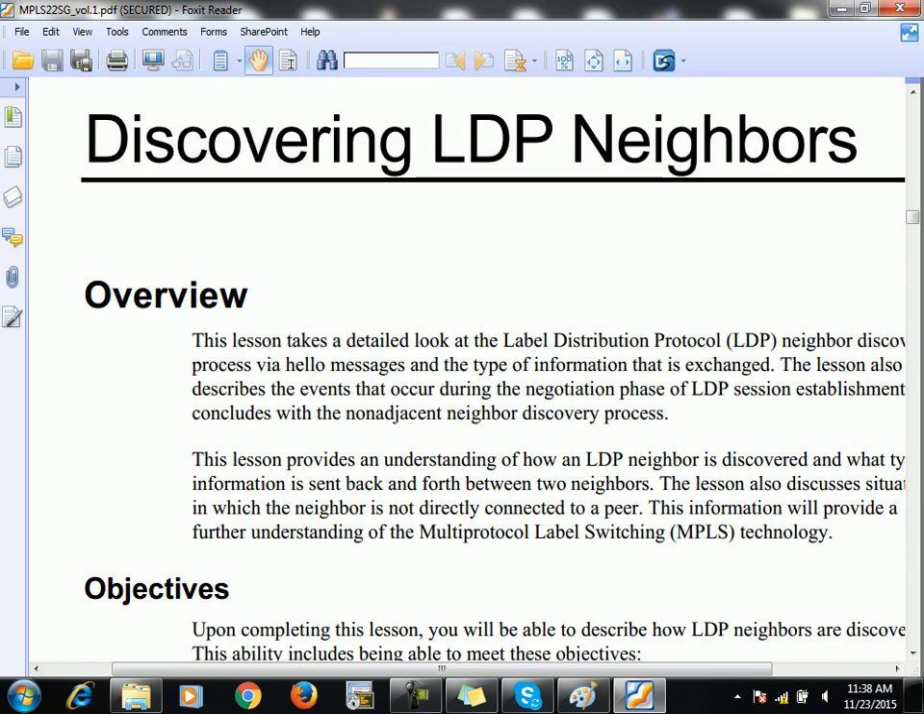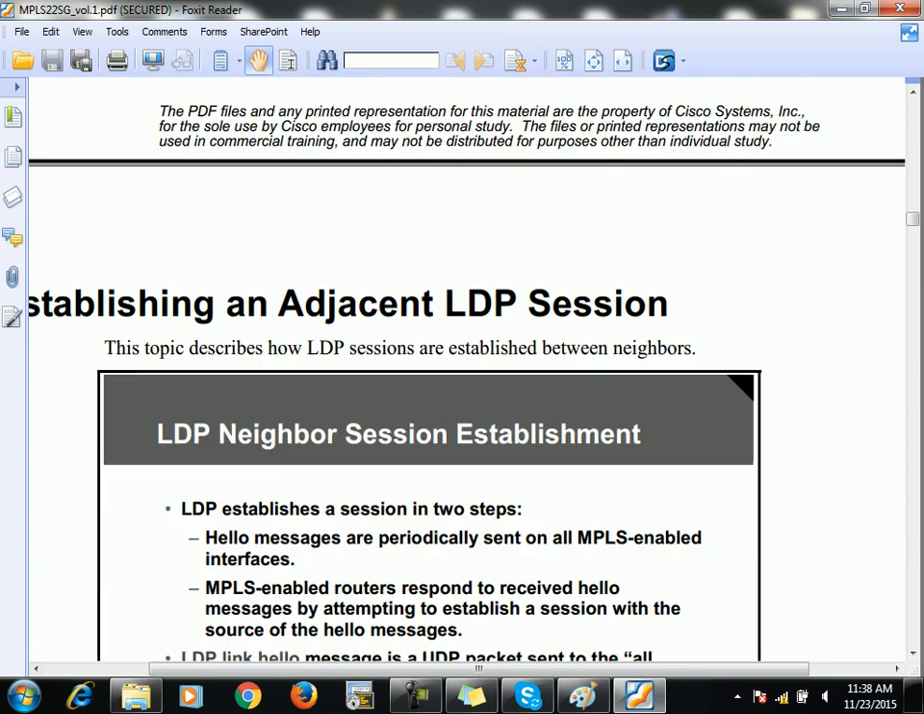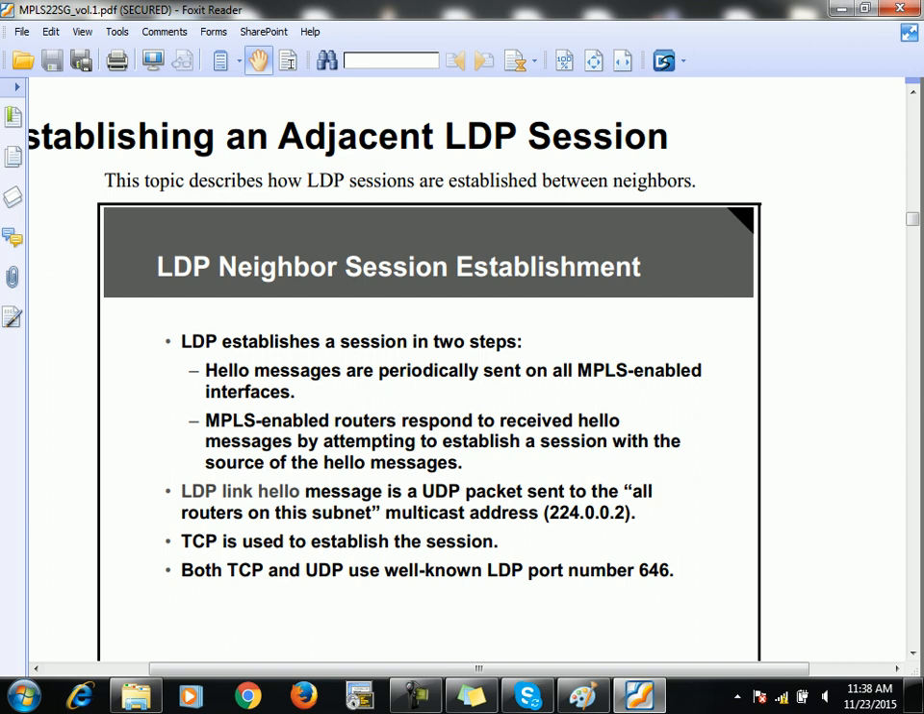So, discovering LDP neighbors. Of course, the label distribution protocol uses a TCP port number. You can see here that it will be using TCP and UDP port number 646. It uses both actually, TCP as well as UDP. For different tasks, it will be using a different transport layer protocol. I'll let you know for what it will be using TCP and for what it will be using UDP, but the port number is common for both of them, whether it is using TCP or UDP at the transport layer. I hope you have understood it till now, right?